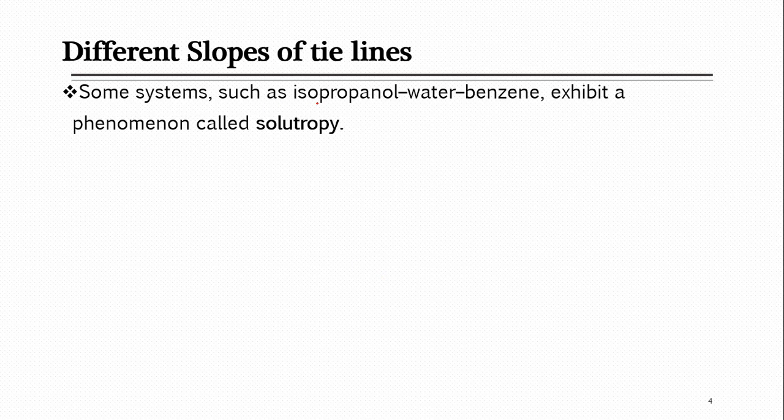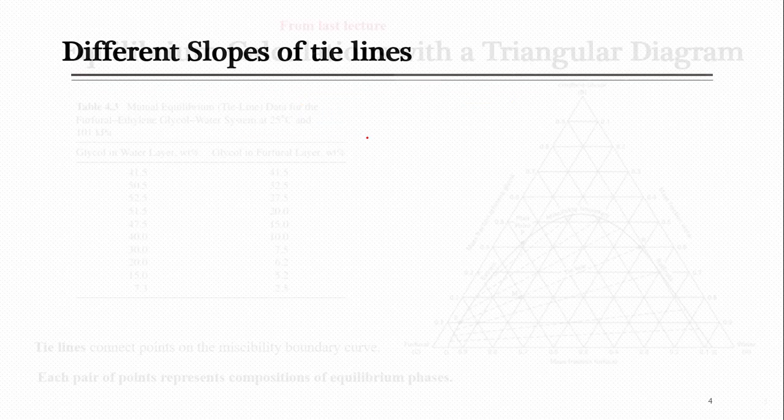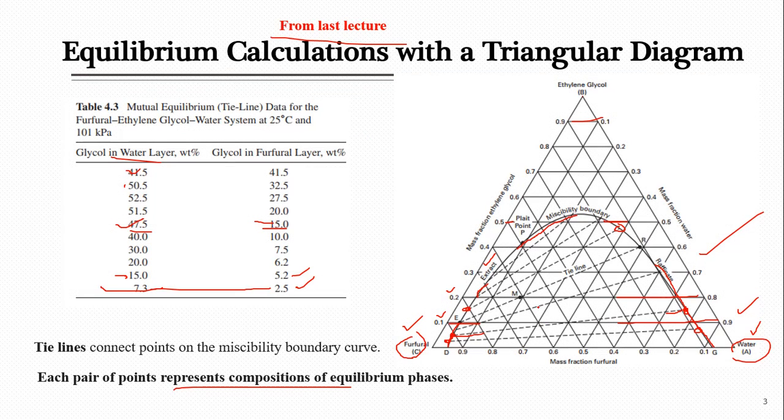Here actually tie lines can have different slopes. Some systems, such as the example of isopropanol, water and benzene, exhibit a phenomenon called solutropy. What is this solutropy? Solutropy is the phenomenon in which tie lines have different slopes throughout the system. Like here overall you can see that the tie lines have more or less the same kind of slope, but this slope is decreasing, and overall it is becoming close to the horizontal. If we have another tie line, definitely it will be very close to the horizontal line.